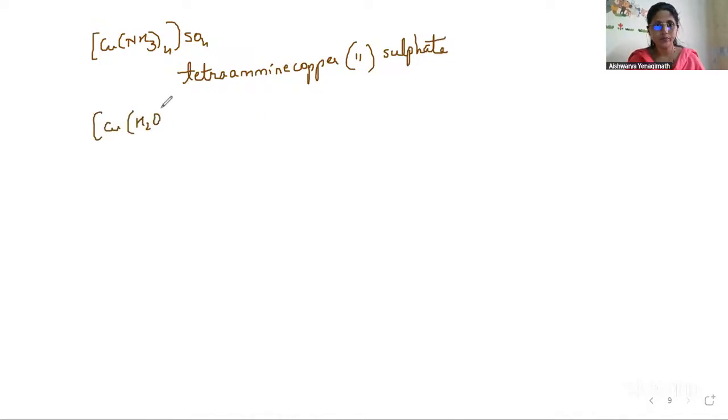Then [Cu(H2O)4]Cl2·2H2O. Okay, let us try to understand now. See, 2H2O is there. Fine. How do you write the name for this? Take a moment and tell me, can you do it? I'll give you one more example.